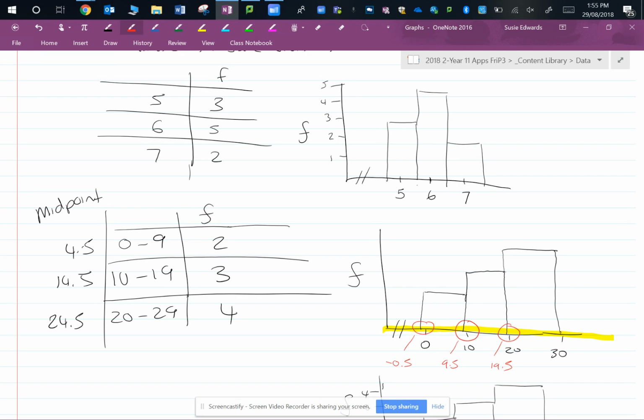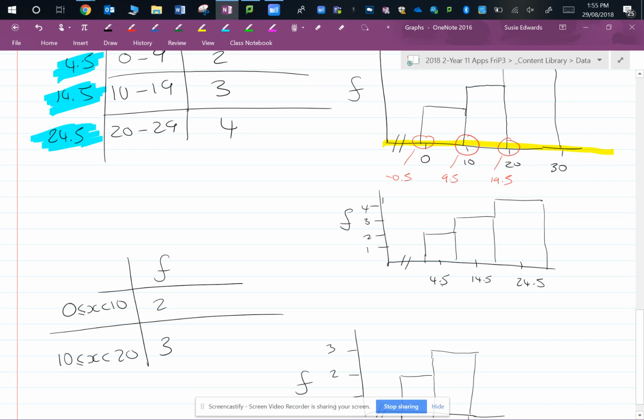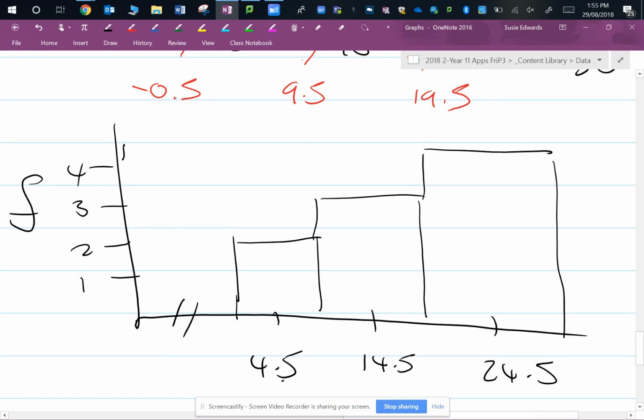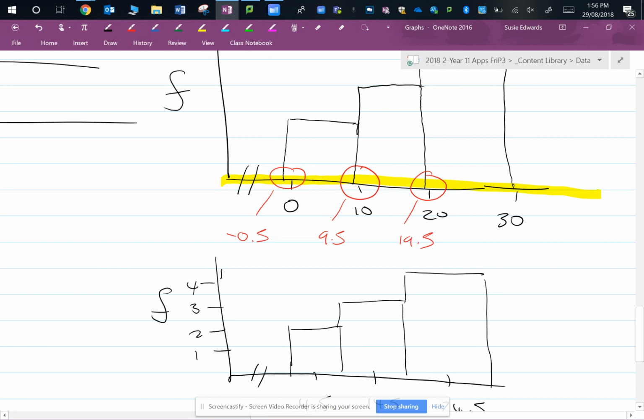Instead, what we can use is what's called the midpoint. So if I find the middle point between 0 and 9, and 10 and 19, and 20 and 29, you'll notice it's 4.5, 14.5 and 24.5. What I can do instead is just put the dashes in the middle of the columns and write those midpoints in. And that makes it a lot easier for us to draw our histogram. Can you see that? So either way is correct. If you want to do it along the scale, as long as you remember not to do the line to 10, you've got to do it in between.